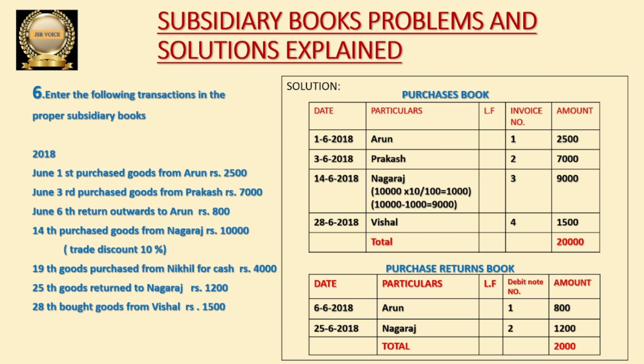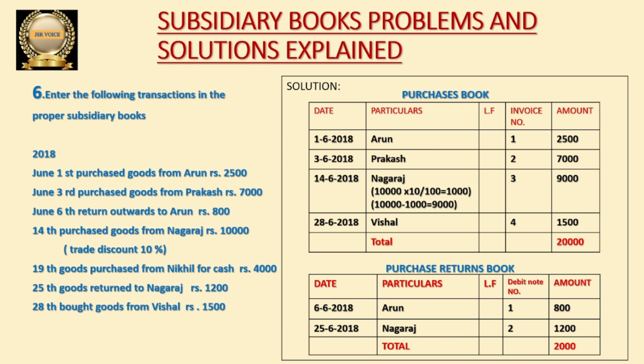You can see the 14th date, particulars column Nagaraj, but trade discount is given, 10%. We should calculate that. Under Nagaraj, I calculated: take 10,000 rupees into 10%, that is 10 by 100, we get 1000. So that is the trade discount. That 1000 should be deducted from the total amount 10,000. We will get 9,000. So 9,000 will be recorded in the amount column. Invoice number is 3. And let us discuss the next one.